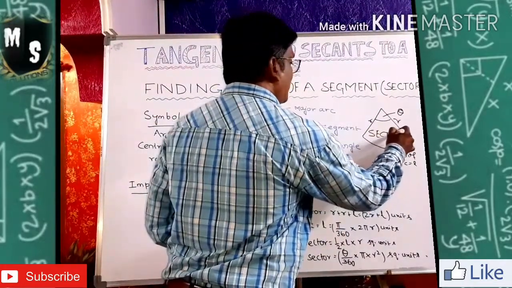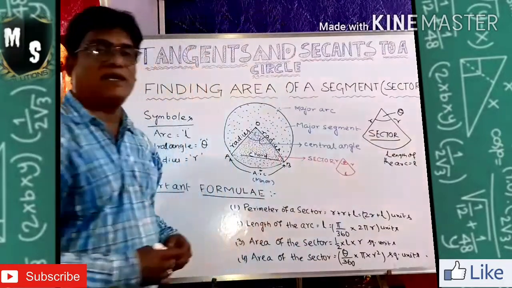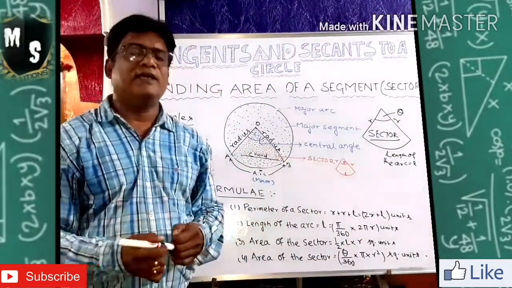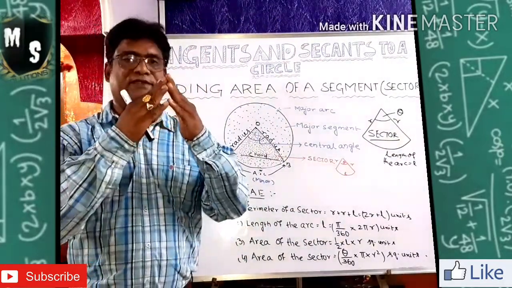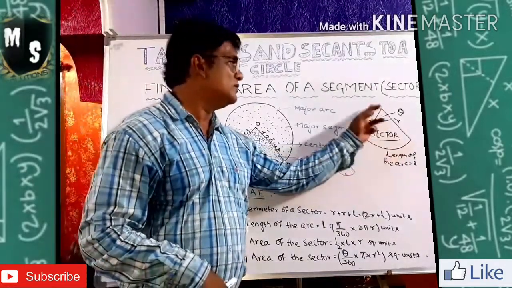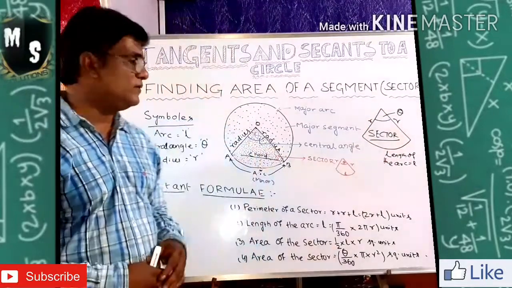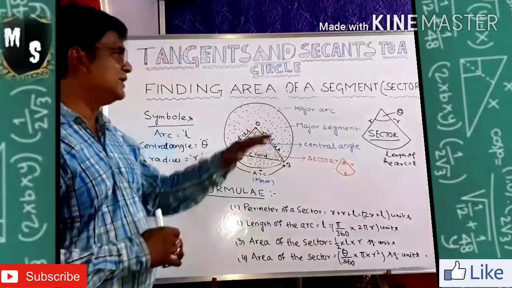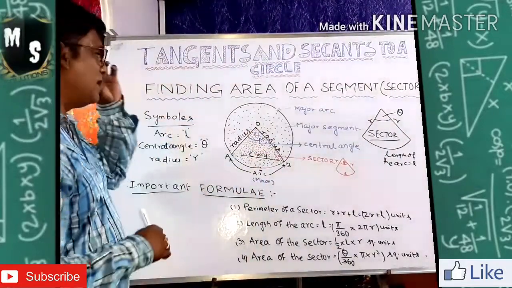So when somebody asks you what a sector is, you can say: the space created by the two radii of a circle and the arc of the circle is called the sector. Understood now? Clearly, I hope you understood. There are some symbols involved for it.